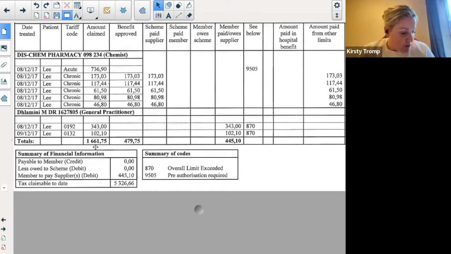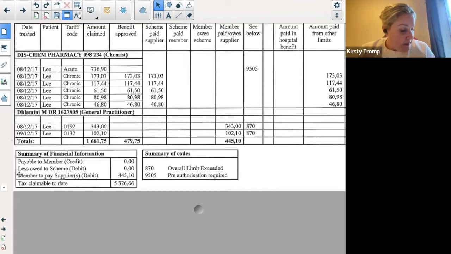If we've got a summary of the financial information, so how much is payable to the member? So how much does this medical aid owe us? They owe us zilch, 0. Less, how much is owed to the scheme? So how much is it that we owe the medical aid? We don't owe them anything. We've paid them everything to date.